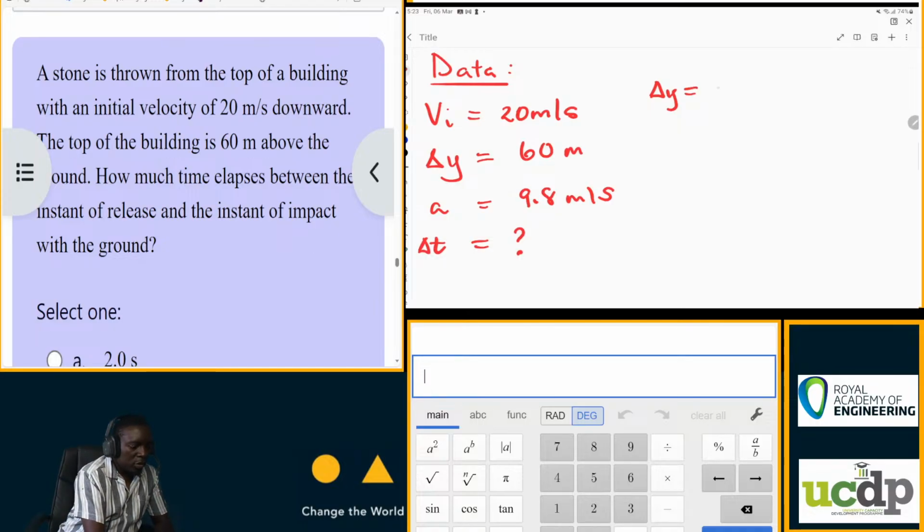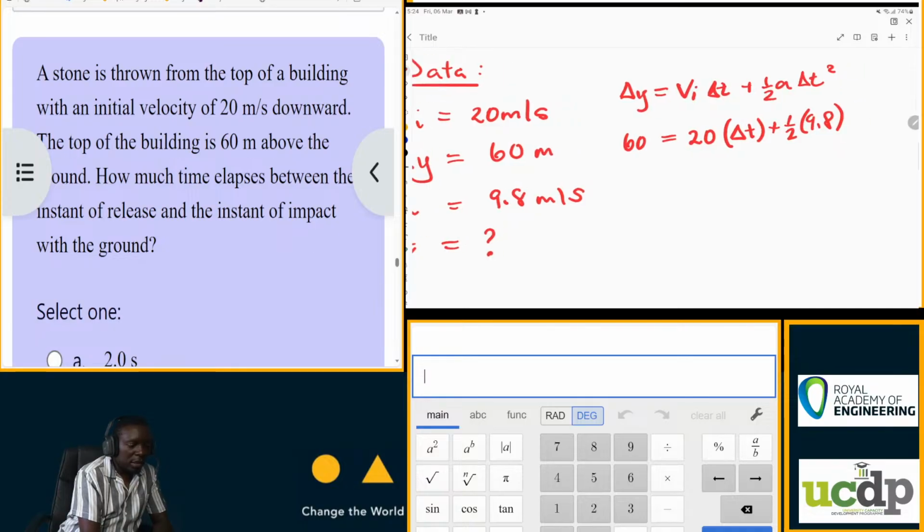Delta y will be equal to initial velocity times delta t plus half a delta t squared. So delta t becomes our unknown. The displacement in this case, depending on your assignments, the signs will vary. Since we've said downward is positive, we use 60, and the initial is 20. Delta t, we don't know, plus half the acceleration, which we said is positive, and delta t squared.